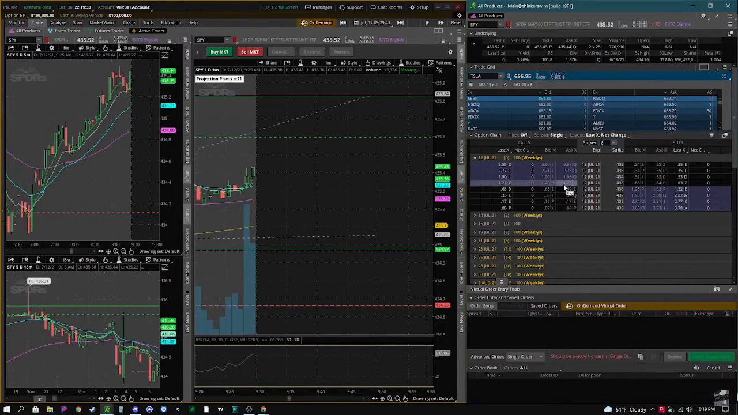And when you set these up, see this says $1.23. It's times 100 because there's 100 shares per contract that you're going to buy. This is the sell side. This is if you want to sell the contracts. Over here we have our buy side and our sell side.